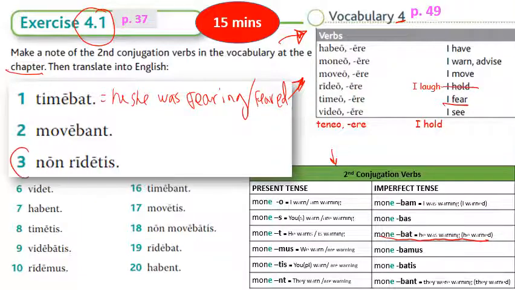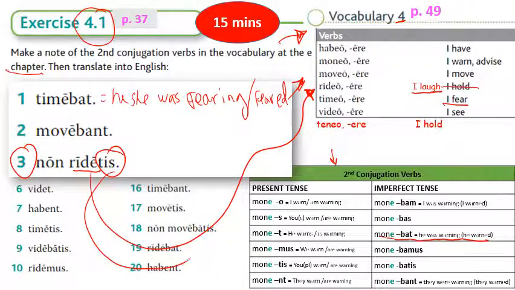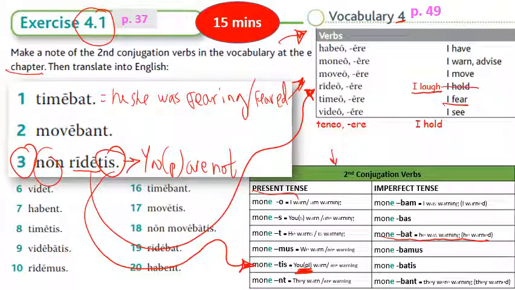I'm also going to do number 3 with you. Non ridetis. Rideo. I go to my vocabulary, and I see that rideo means I laugh. And this is the ending of the second person plural in the present tense, so you plural. Hence, ridetis means you, plural. Non means not, so are not. Ridetis, laughing. You are not laughing. This is how I want you to go about this exercise.